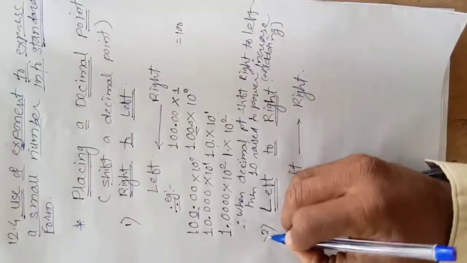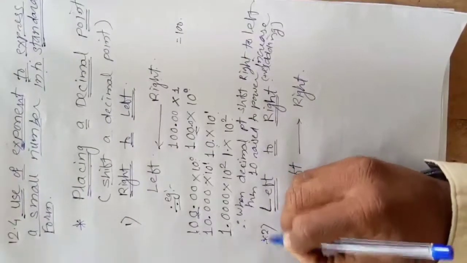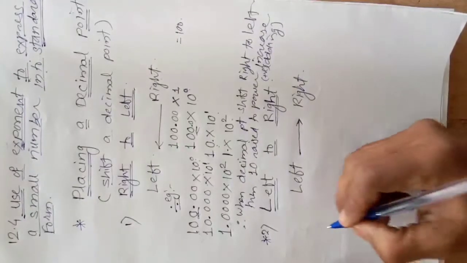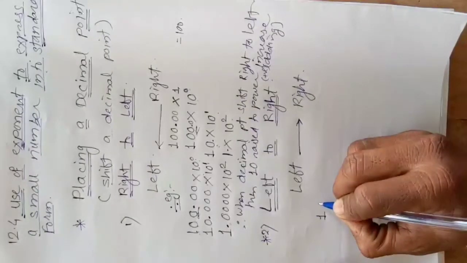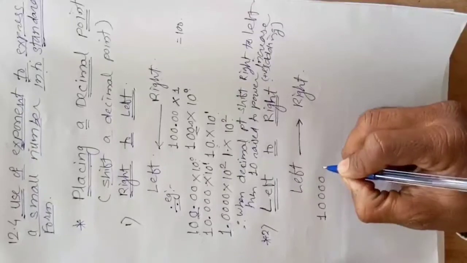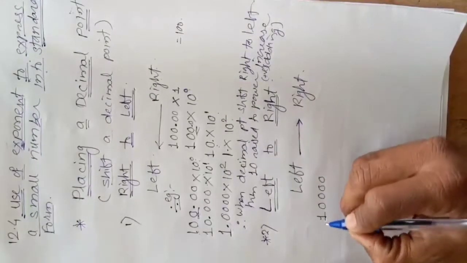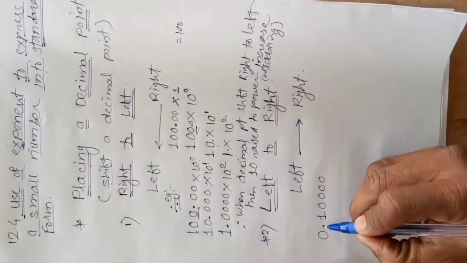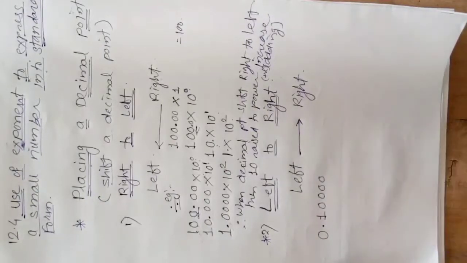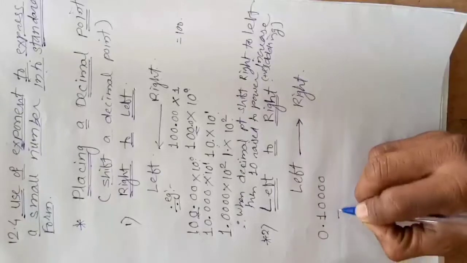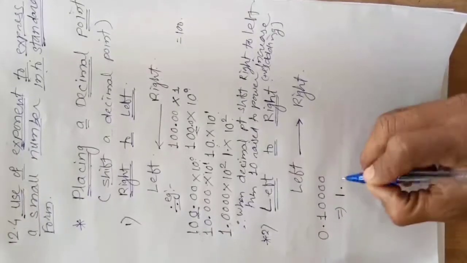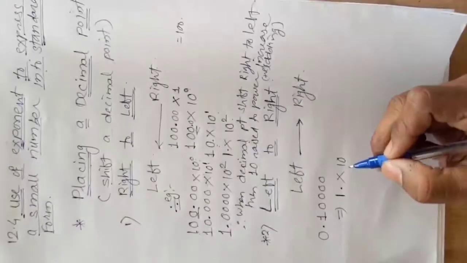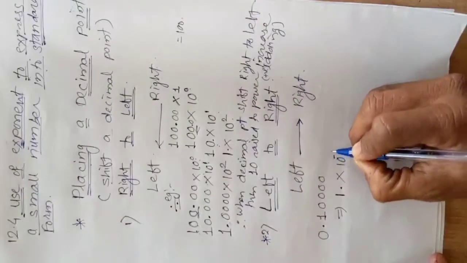Now our next topic is left to right. If the decimal point is shifting from left to right, consider one of the numbers, 1 0 0 0 0. So this is the number 10,000. And if we consider this as the decimal point, here 0.10000, and we write this number as 1 point, so here 10 raised to the power, how many digits? So here simply write down 10 raised to the power minus 1.